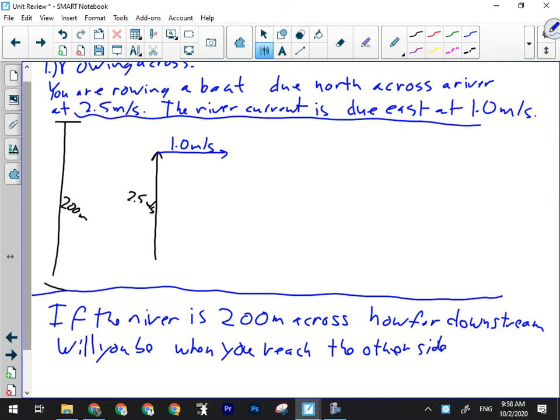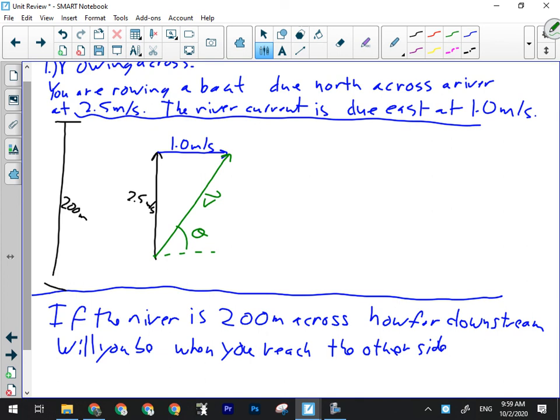Now, if the question were to ask you, what is the resultant velocity of the boat measured from the shore? Then you'd be looking for this line here, that's our resultant velocity, but you'd be looking for that angle because that's relative to the shore. Everybody follow me on that? How easy is it to get that number? Pretty easy, right? I just have to do a Pythagorean theorem calculation and a trig calculation.